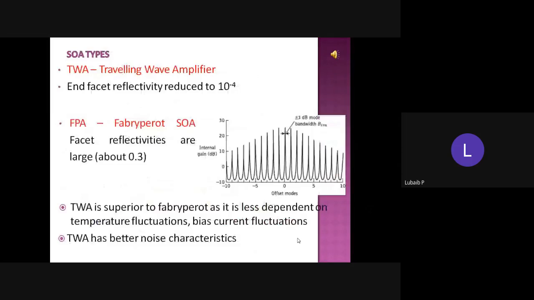SOAs are of two types: traveling wave amplifiers and Fabry-Perot semiconductor optical amplifiers. In the traveling wave amplifier, the end phase reflectivity is reduced to 10 raised to minus 4, and in Fabry-Perot semiconductor optical amplifiers, the phase reflectivities are large, about 0.3. Traveling wave amplifier is superior to Fabry-Perot as it is less dependent on temperature fluctuations, bias current fluctuations, etc. Traveling wave amplifier has better noise characteristics.